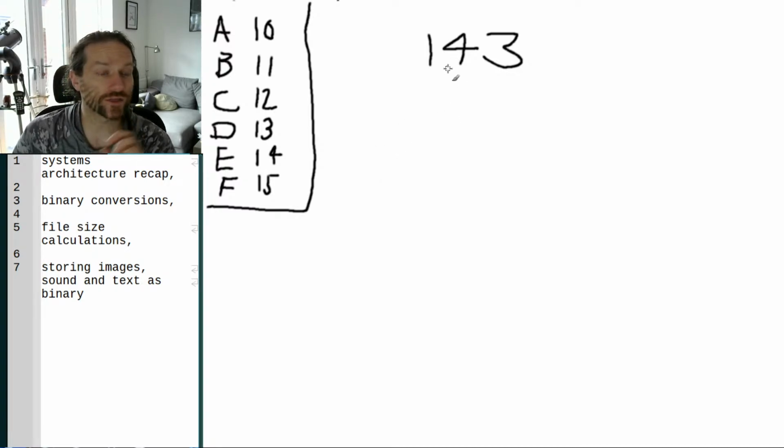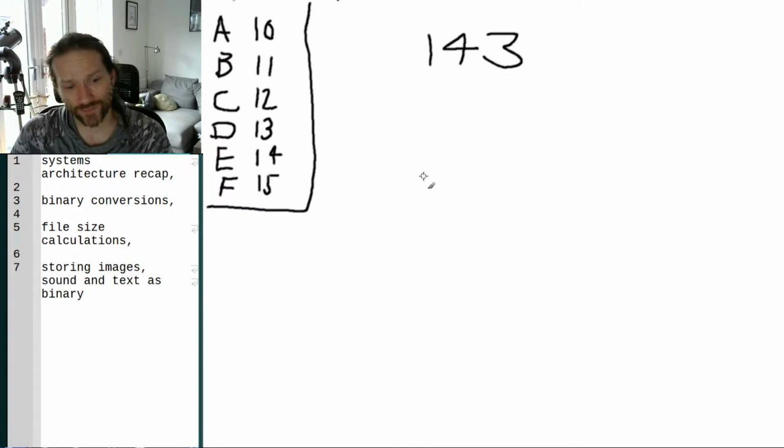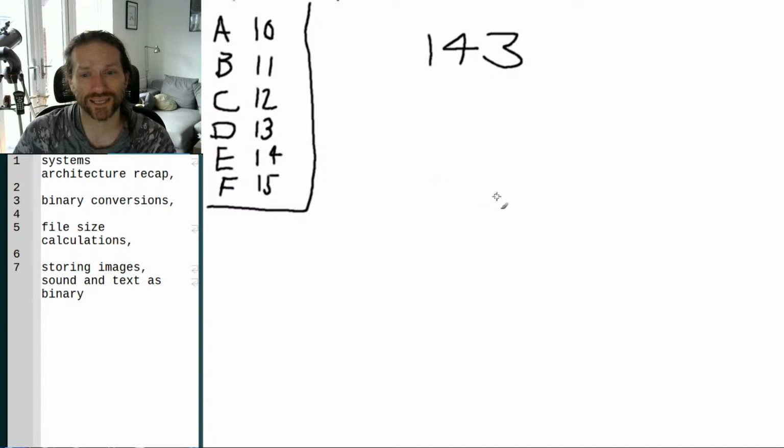We've got 143, okay? What you have to do to convert this is divide by 16. No one likes dividing by 16. That's awful. What's 143 divided by 16? Especially on paper where you don't have access to a calculator. How many 16s are there in 143?